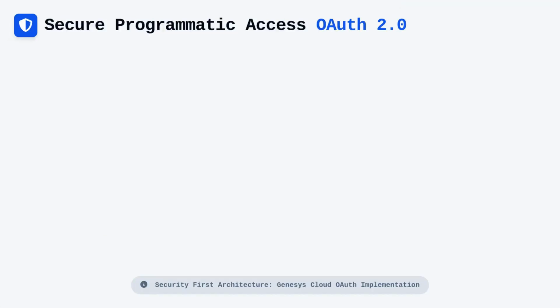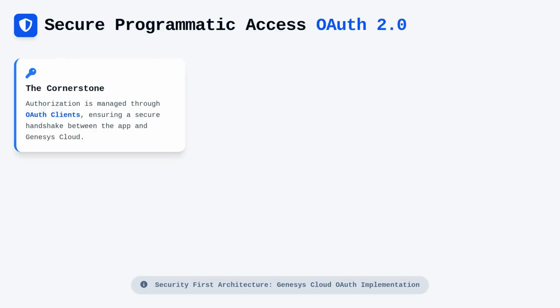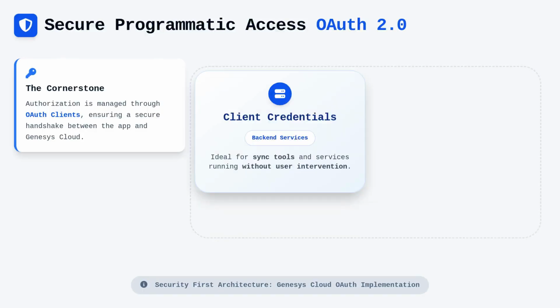Secure programmatic access necessitates a deep understanding of OAuth 2.0, which is the cornerstone of authorization within Genesys Cloud. We configure this through OAuth clients, and the choice of grant type depends entirely on the nature of your application and the context in which it operates. If you are building a server-side backend service, such as a synchronization tool that runs without user intervention, the client credentials grant is the correct choice.